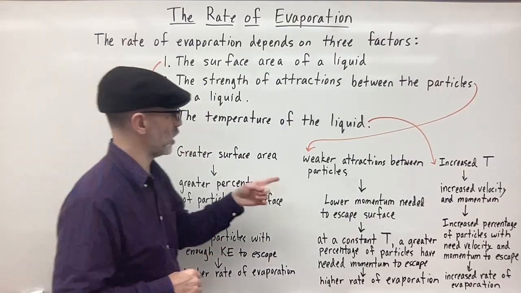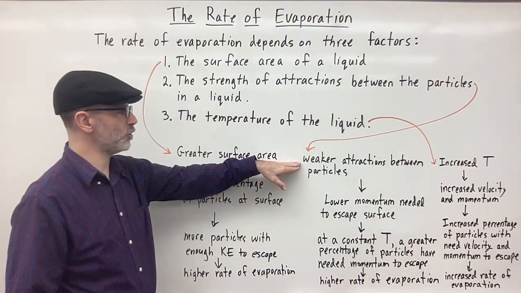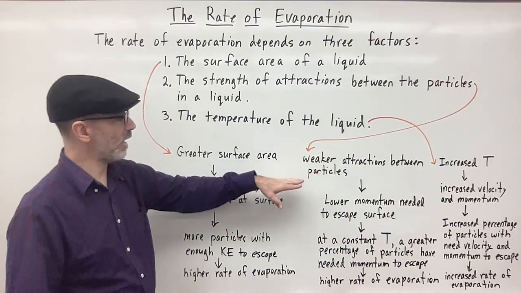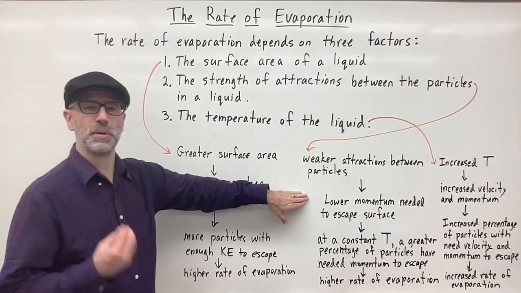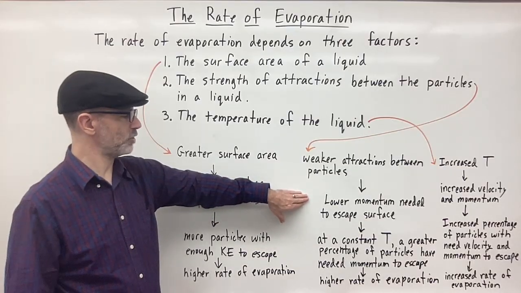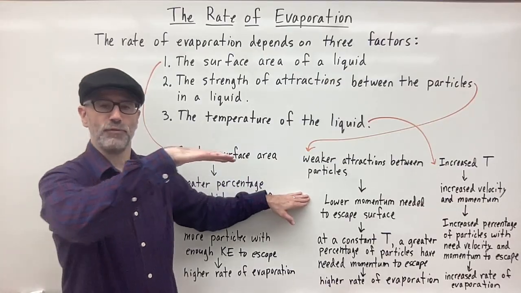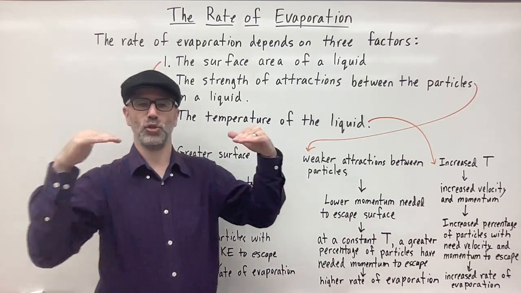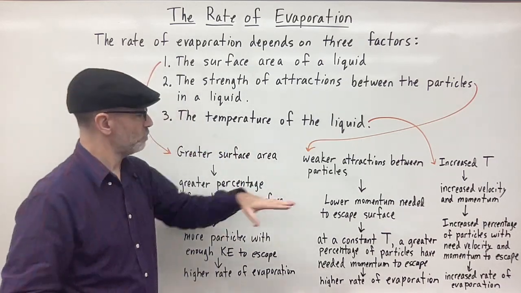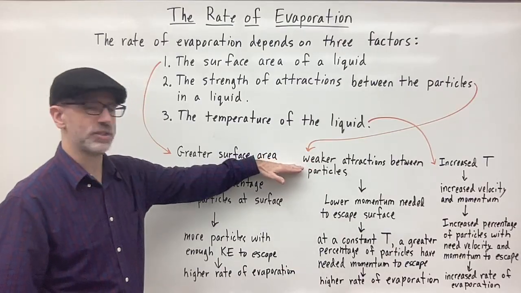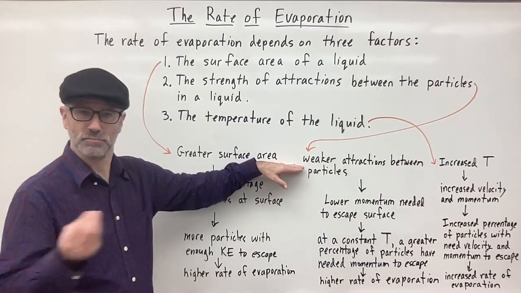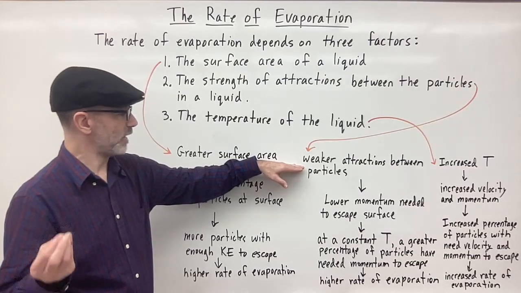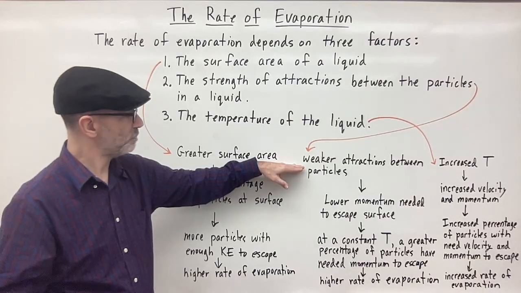So if we look here, if you have weaker attractions between the particles, like acetone, then that leads to a lower momentum being needed to escape from the surface. Again, we're at the same temperature, temperature is constant, we're just looking at the attractive forces. Acetone has weaker dipole-dipole attractive forces versus hydrogen bonding in water.